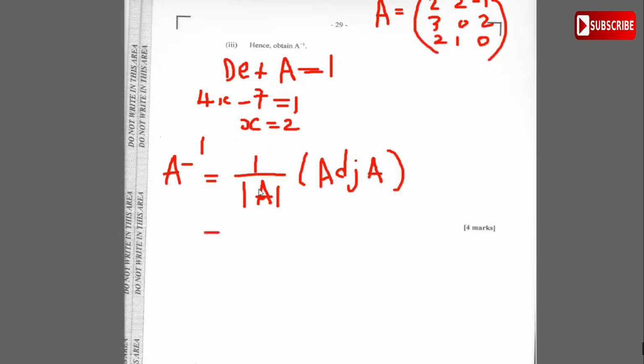So it's going to be 1 over the determinant of A. The determinant of A is 1. 1 over 1 is just 1. So all we really need to do is find the adjoint. And the adjoint is the cofactor matrix transpose. I'm going to put T up here. We're going to find the cofactor matrix.